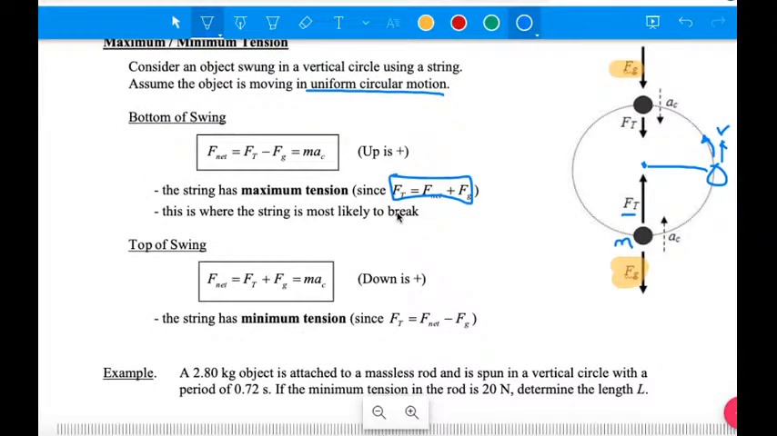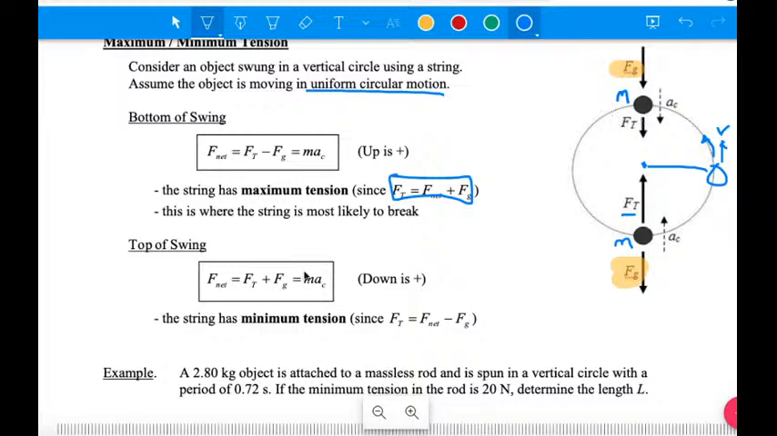Now let's look at the opposite scenario. When we're at the top of our swing, we still have the same mass, so therefore we have the same force of gravity. When we add everything up together, our net force is going to be negative Fg, negative Ft equals negative m Ac, but just for simplification, multiply that all by negative 1, and we have force of gravity, which is in the same direction as tension force, so we'll add them together, is equal to mass times centripetal acceleration, also in the same direction.